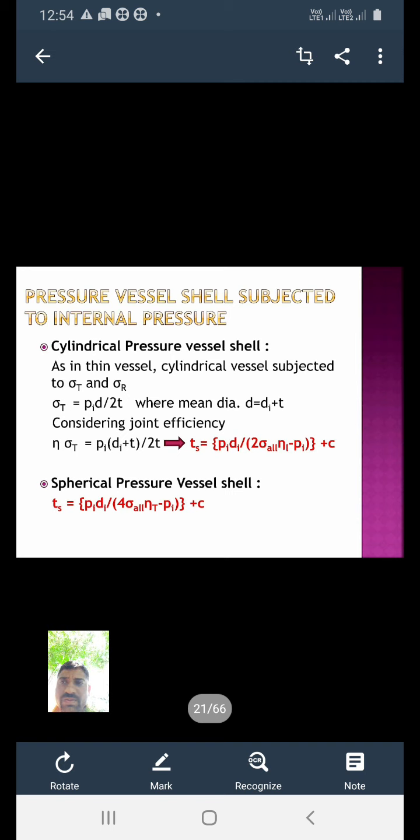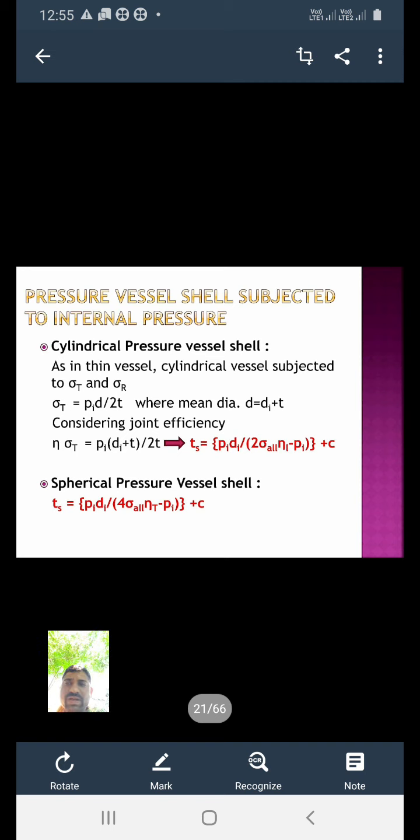Then second is the spherical pressure vessel. The thickness of the spherical pressure vessel shell is denoted by TS. TS is equal to Pi Di divided by 4 sigma all into NC. By mistake I have written NT here. This is the efficiency of the joint, minus Pi, plus C.